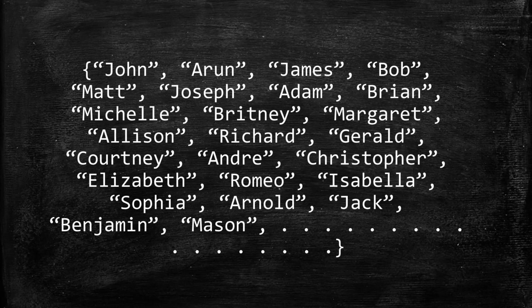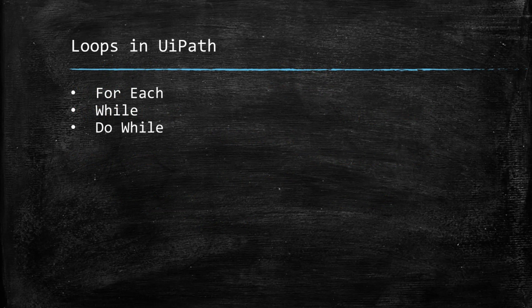For example, you may not know how many elements exist in an array, or let's say you may want to access only every alternate element instead of all the elements. So in order to handle these complex scenarios, UiPath provides 3 types of loop activities: for each, while, and do while. Let's take a look at them one by one.